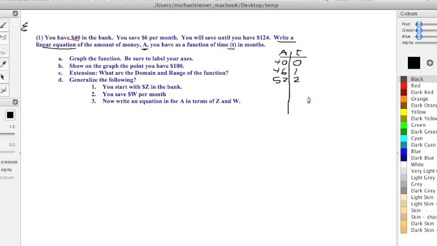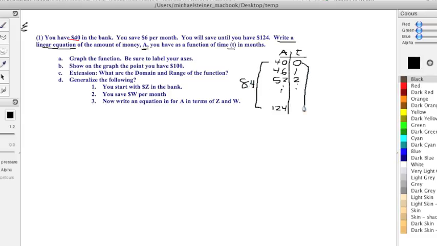But let's think forward a little bit. At what point will we have $124? Well, this amount right here has changed by $84. So if we go from $40 to $124, this has gone up by $84.